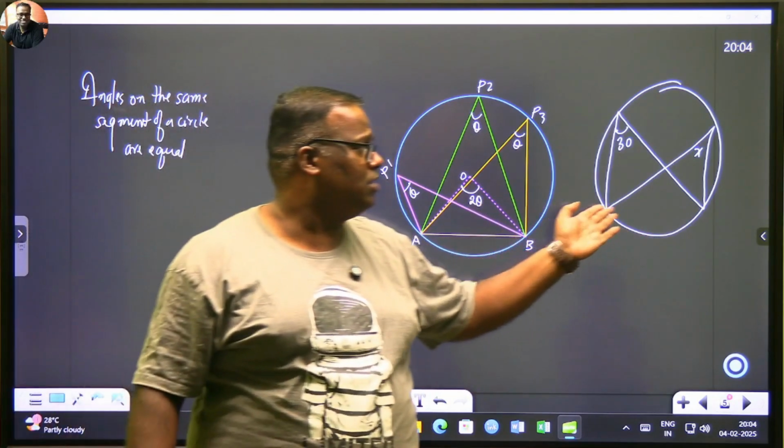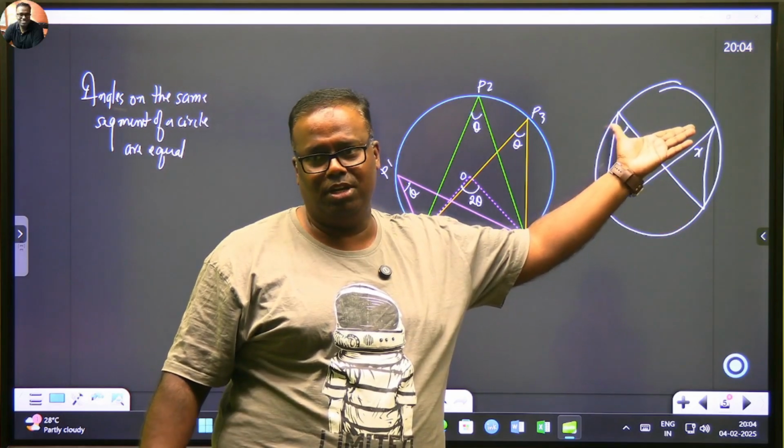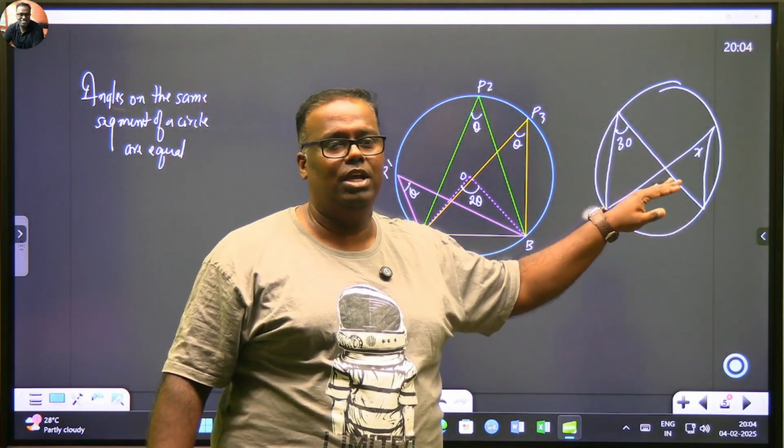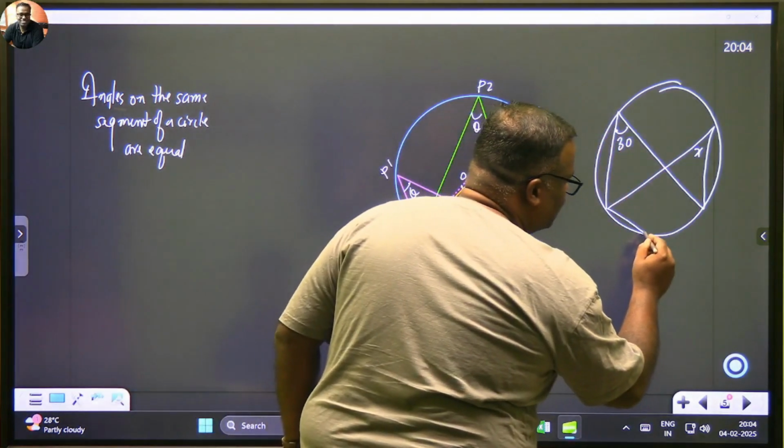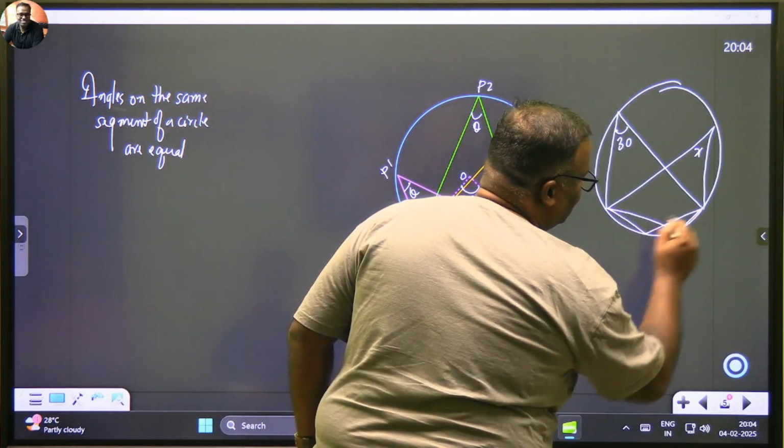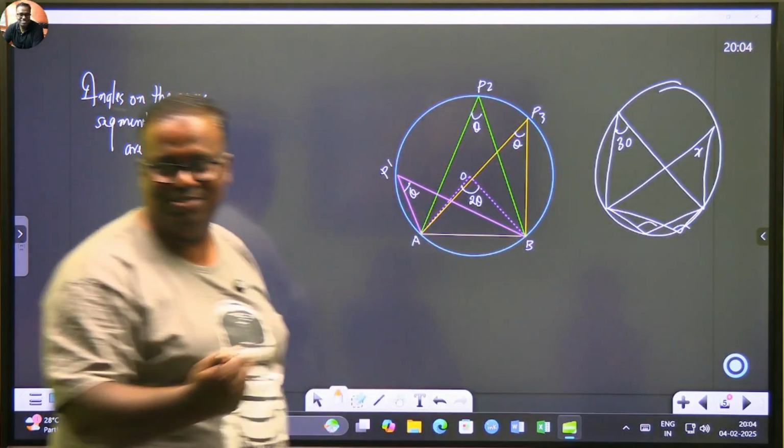Not like that. It's already understood. It's on the same segment. Even if you draw a chord, or you don't draw a chord, it's lying on the same segment. And same would have been the criteria if it was like this. Even these two angles would be the same. They are also on the same segment.